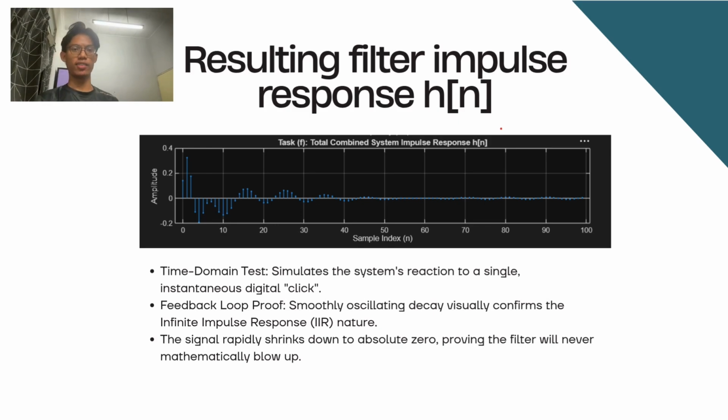Next, this is our resulting filter impulse response. This graph shows us two crucial things. First, the dots ring out over time rather than shutting off instantly. It demonstrates the infinite impulse response, which is the nature of the IIR filter, and that also means the math relies on feedback loops. Second, because the oscillation rapidly decays and shrinks down to 0, it visually confirms that our system is highly stable and won't suffer from infinite mathematical runaway.